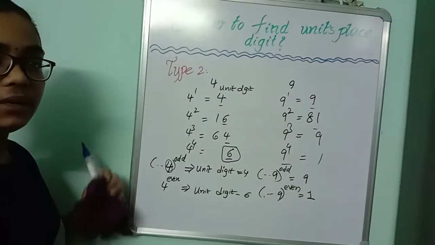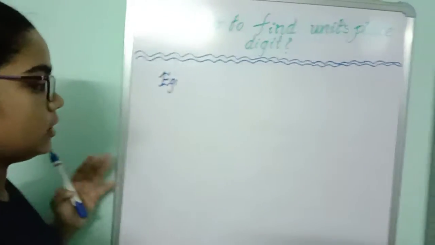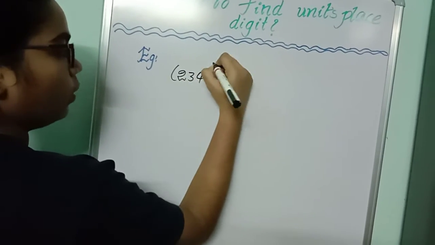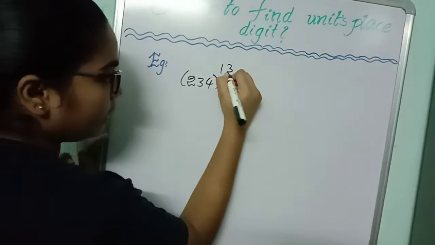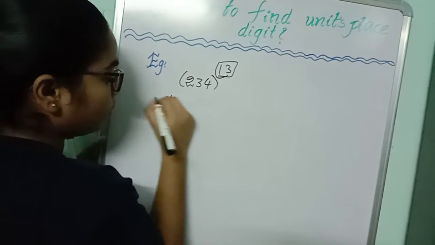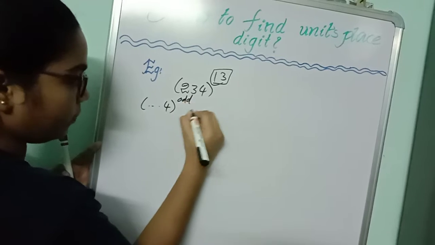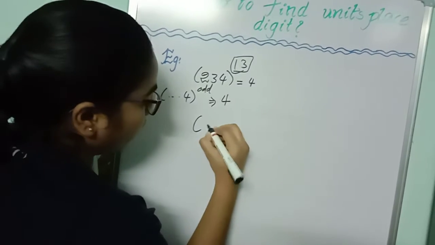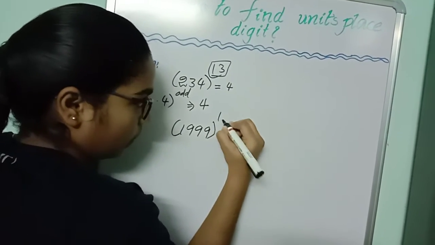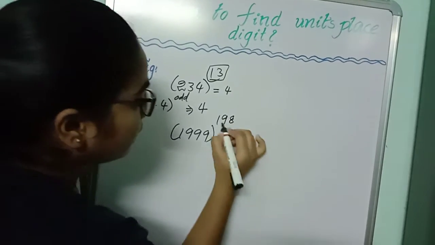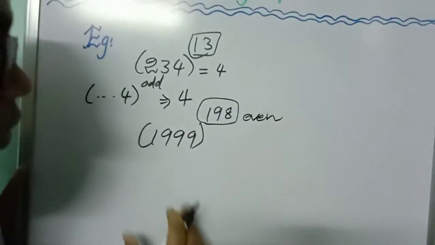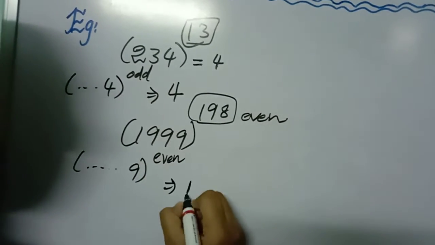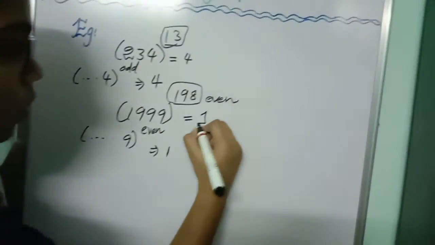Now let us see examples in type 2. 234 whole power 30. Here it is an even number, so 4 power even gives unit digit 6. If something is in the form of 4 power odd, then the unit digit should be 4. Next, 1999 whole power 198. Here the power is an even number. So if something is in the form of 9 whole power even, then the unit digit becomes 1. So here also the unit digit is 1. This is type 2.